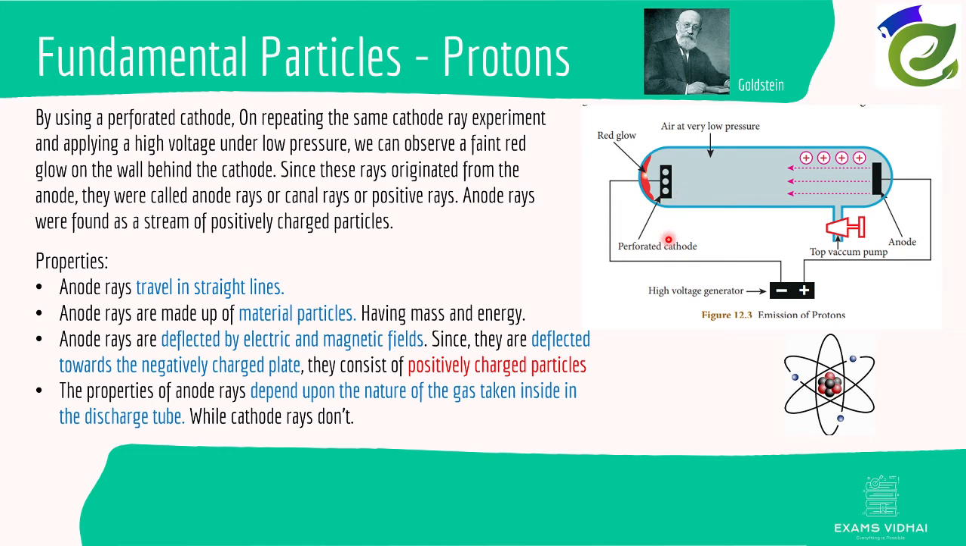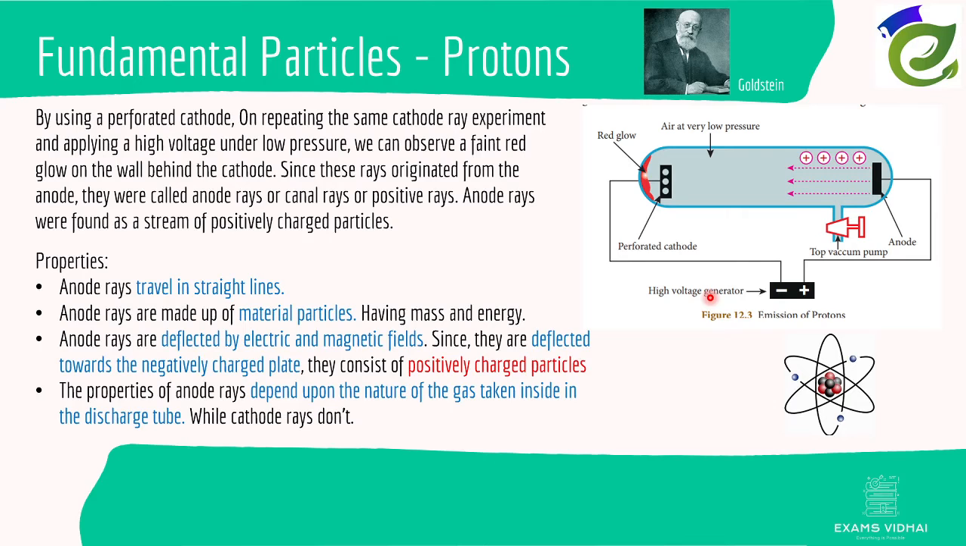And these rays are called anode rays. Anode rays travel in a straight line and are also made up of material particles, meaning they have both mass and energy, following the laws of physics, and are also deflected toward the negative side of the electric field, meaning they are positively charged.